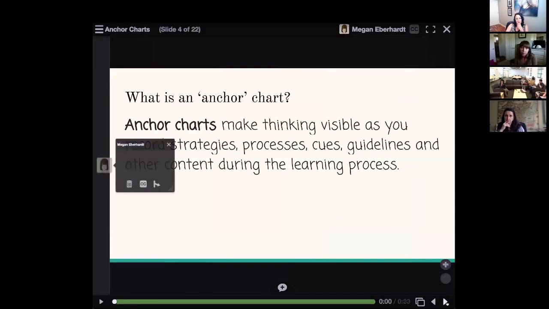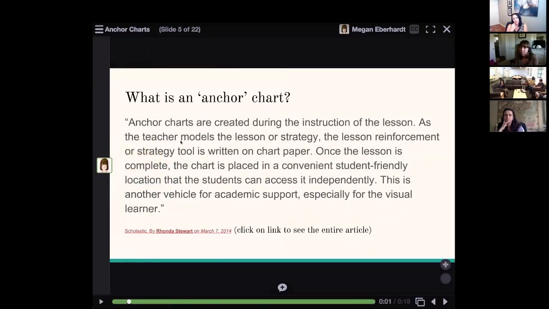So this explains basically what an anchor chart is. It's making thinking visible as you record strategies, processes, cues, guidelines, and other content during the lesson or the learning process. The big difference between an anchor chart and what you might have seen in public school classrooms previously, which would be those pre-made posters and banners, is that anchor charts have to be created with the students. So they're called an anchor chart because it cements the learning and anchors students back to that learning experience. They have to be part of creating the chart in order for it to be meaningful.